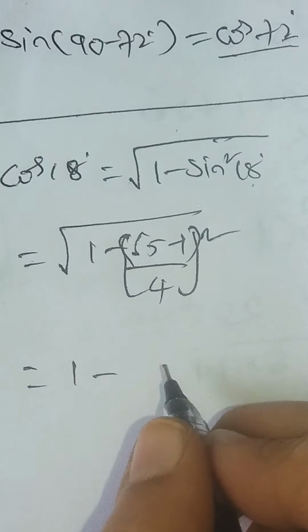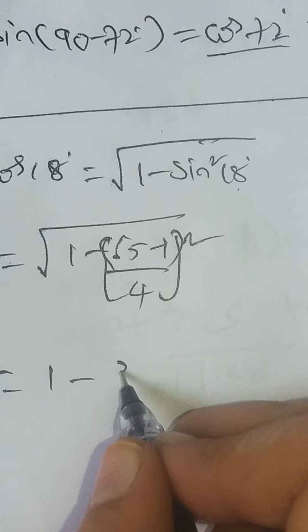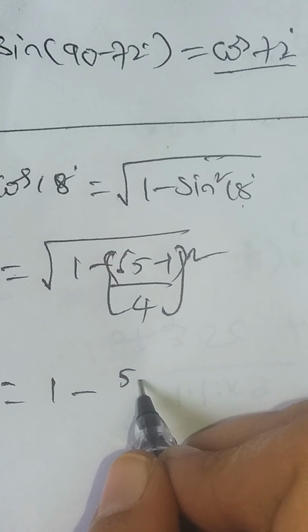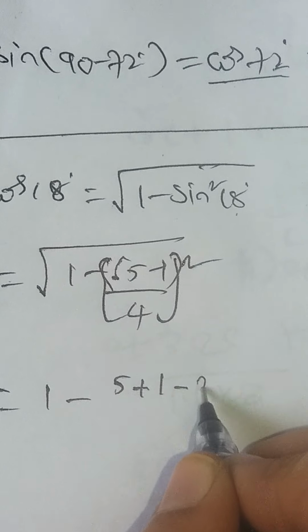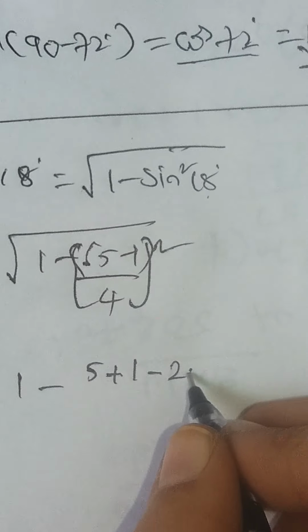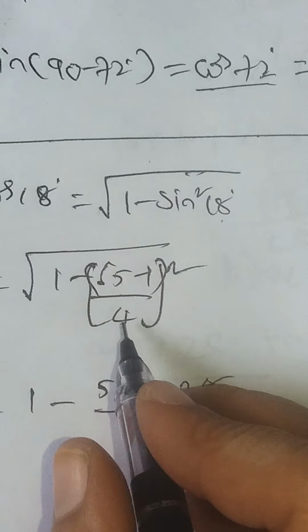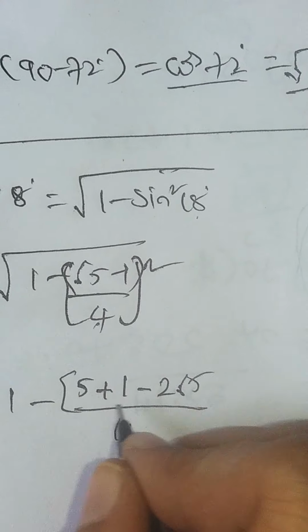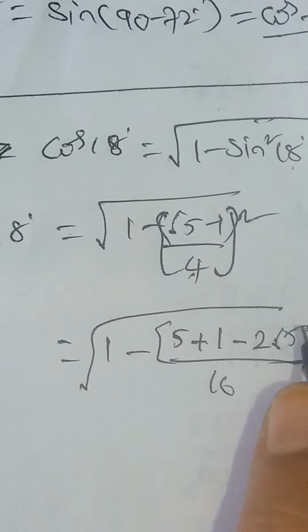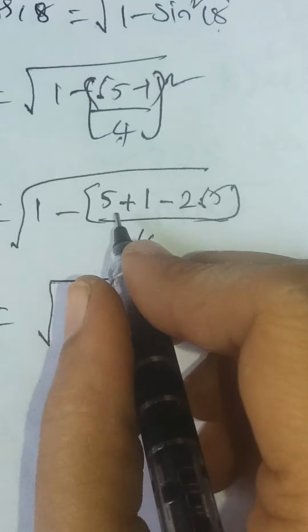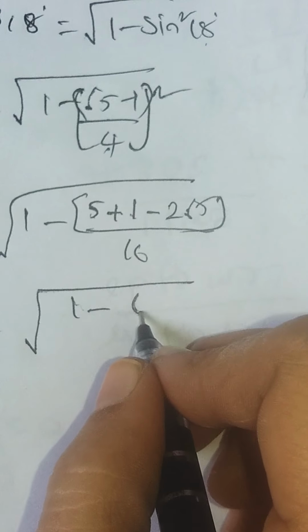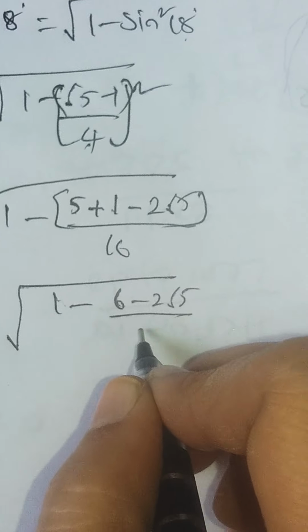Now we'll get here 1 minus (a minus b) whole square, a square: root 5 whole square means 5, plus b square: 1 whole square means 1, minus 2ab: 2 into root 5 into 1 means 2 root 5, divided by 4 square is 16, under root. Now we'll get here square root of 1 minus 5 plus 1 is 6. 6 minus 2 root 5 divided by 16.